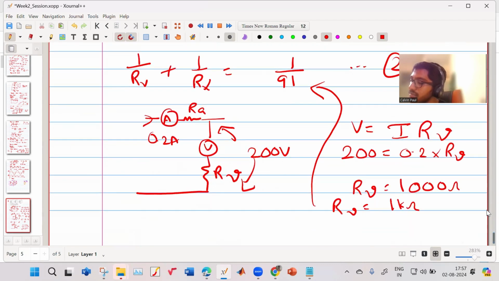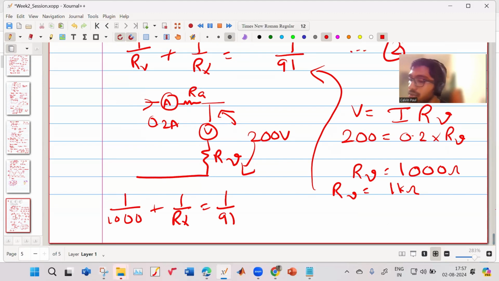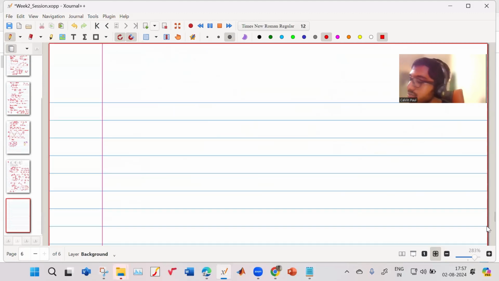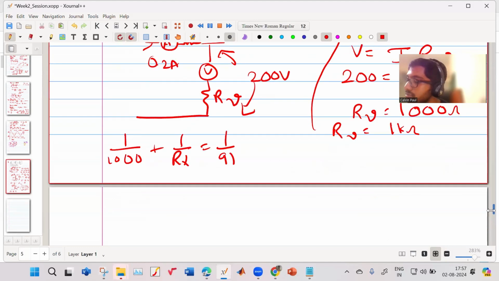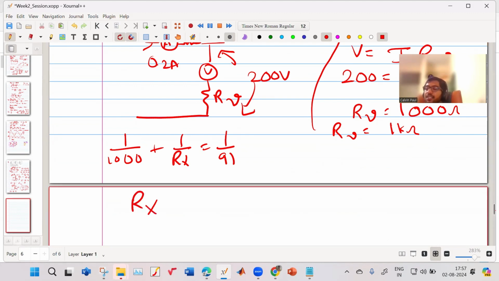So what we get is 1 upon 1000 plus 1 upon Rx is equal to 1 upon 91. So what is the answer? Who will tell me? What is Rx?